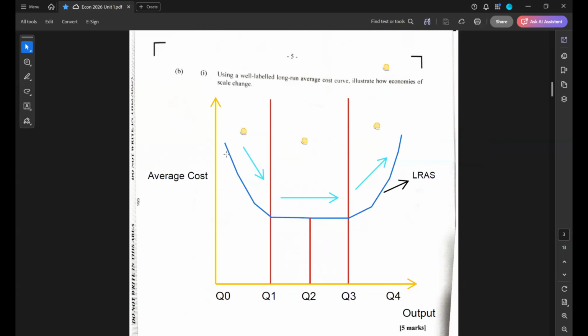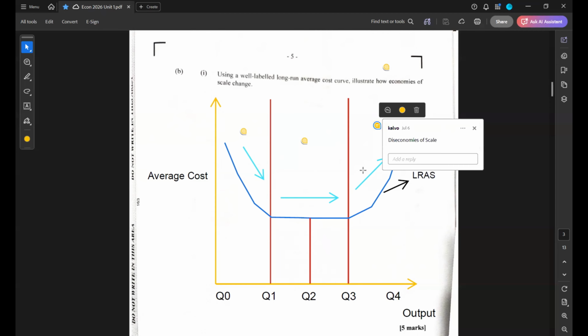This is showing the fact that as you increase production from Q0 to Q1, your average cost decreases. From Q1 to Q3, your average cost remains the same, however, your output is increasing. And from Q3 to Q4 and beyond, the average cost starts to increase. That is why this section right here is the diseconomies of scale.